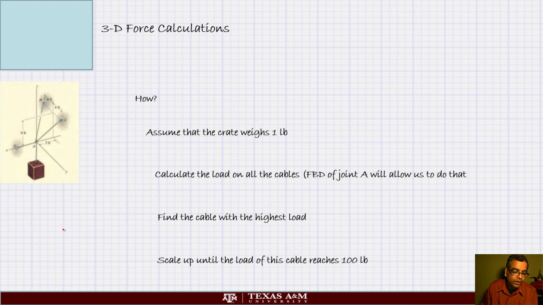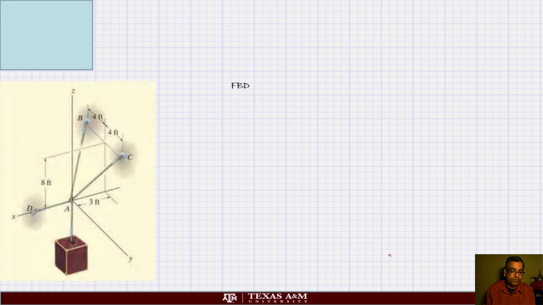So how are we going to do it? We start out by assuming that the crate weighs 1 pound, and then we calculate the load on all the cables. This will tell us how much load is carried per pound, and then we find the cable with the highest load. This is easy, just look at whichever is the highest number, and then we scale it until the load on that cable reaches 100 pounds. So let's see how we do that.